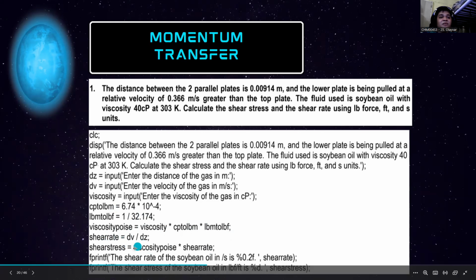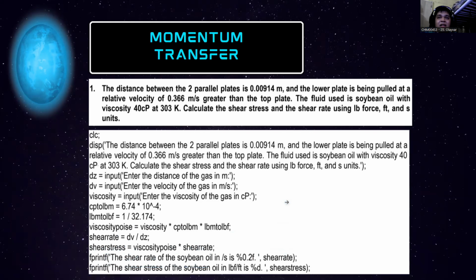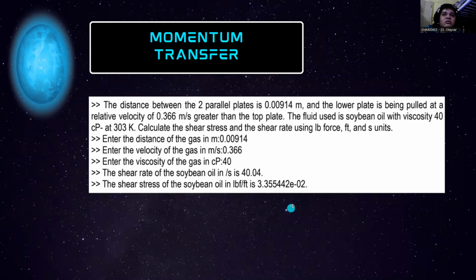Sorry, it's just a delta V and delta Z, but we have a single value given, so just consider velocity over distance only. Velocity over distance, that's all. Shear stress equals viscosity plus times the shear rate. And after that, we will get the results that we needed, what we want to find in this problem. And this is the results.